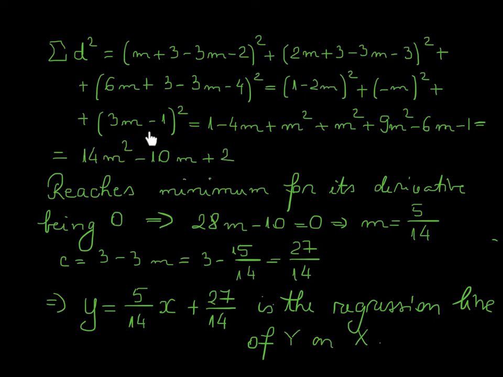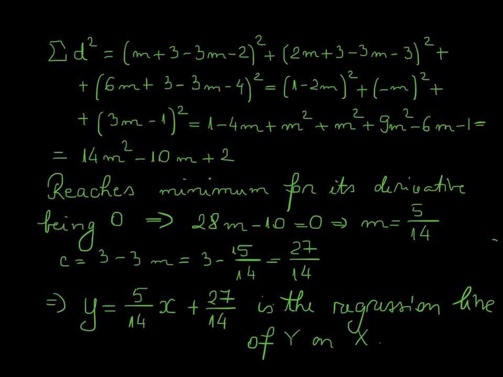And we get this quadratic expression in m, which reaches its minimum for m giving a derivative equals 0, so for this m. Remember that m was the slope of the line we are looking for. c was 3 minus 3m. So this is a regression line of y on x, used to predict y when x is given. Now, how accurate is that prediction, we'll see later. Of course, the closer the points are to the line, the better is our prediction for future y's.